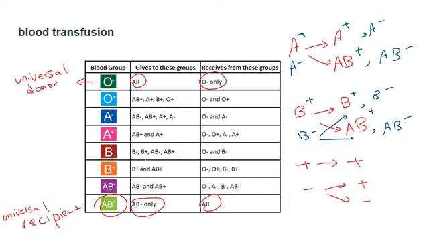Please do not memorize this. You have to understand, based on the concept of antigen and antibody, who can donate to whom or who can receive from whom.